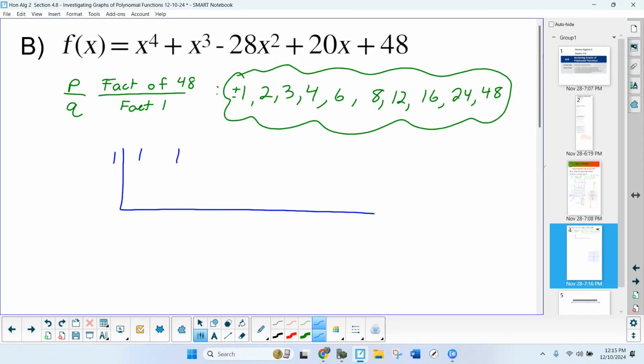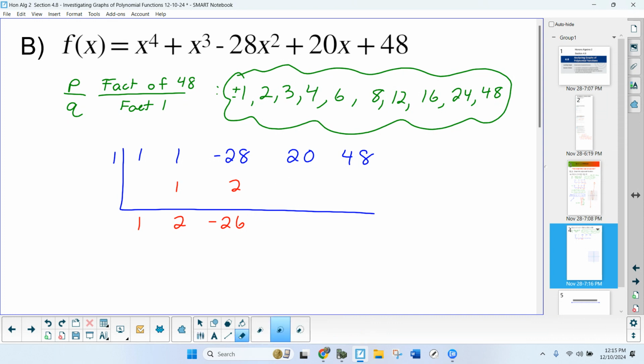1, negative 28, 20, and 48. Okay, bring down the 1. Multiply. 1. Add. 2. Multiply. 2. Add. Negative 26. Multiply. Negative 26. Then negative 6. Okay. Negative 6. 42. Okay, did that one work? No. Nope.